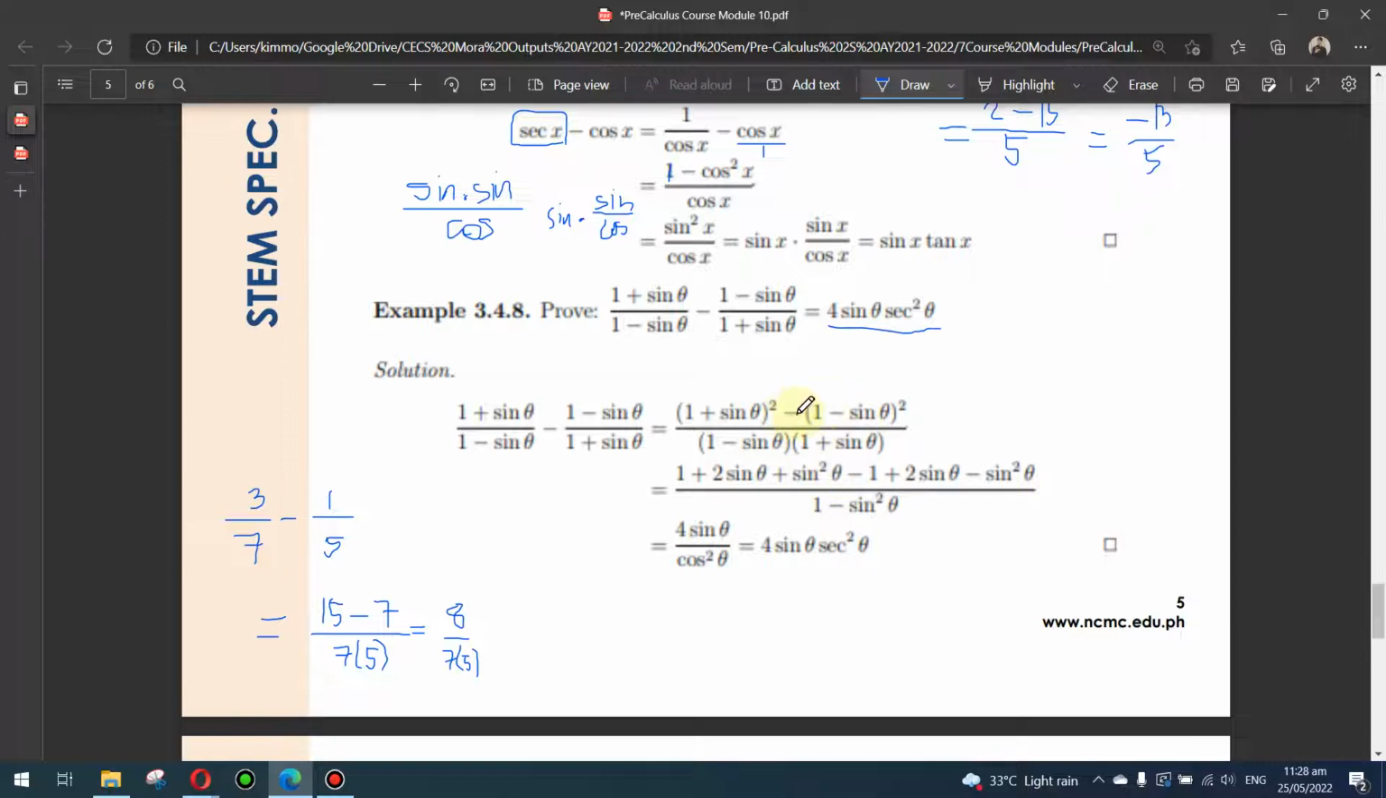Next is we have minus square na pud nato ni. Expand na pud nato ni. Square the first term, so natay 1 squared. Then multiply first term by the second term, 1 times sine, then i-multiply og 2. So natay 2 sine theta. Then we multiply it by negative, no? Negative man na siya, so mo na positive ni siya. So natay positive 2 sine theta.